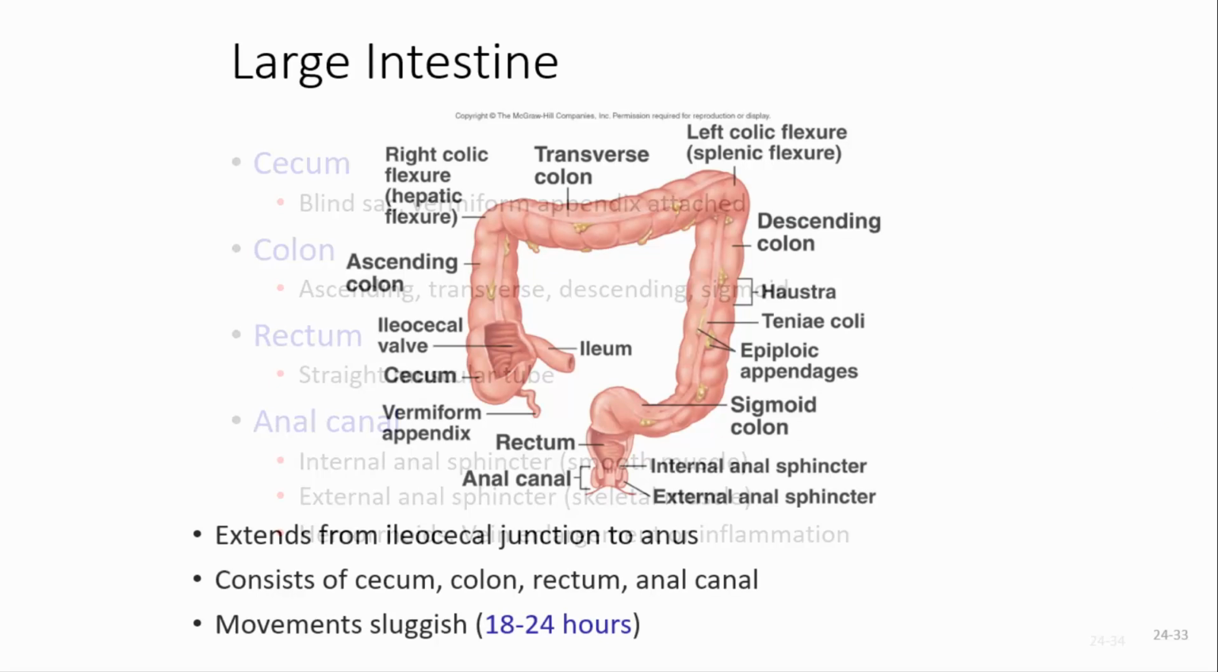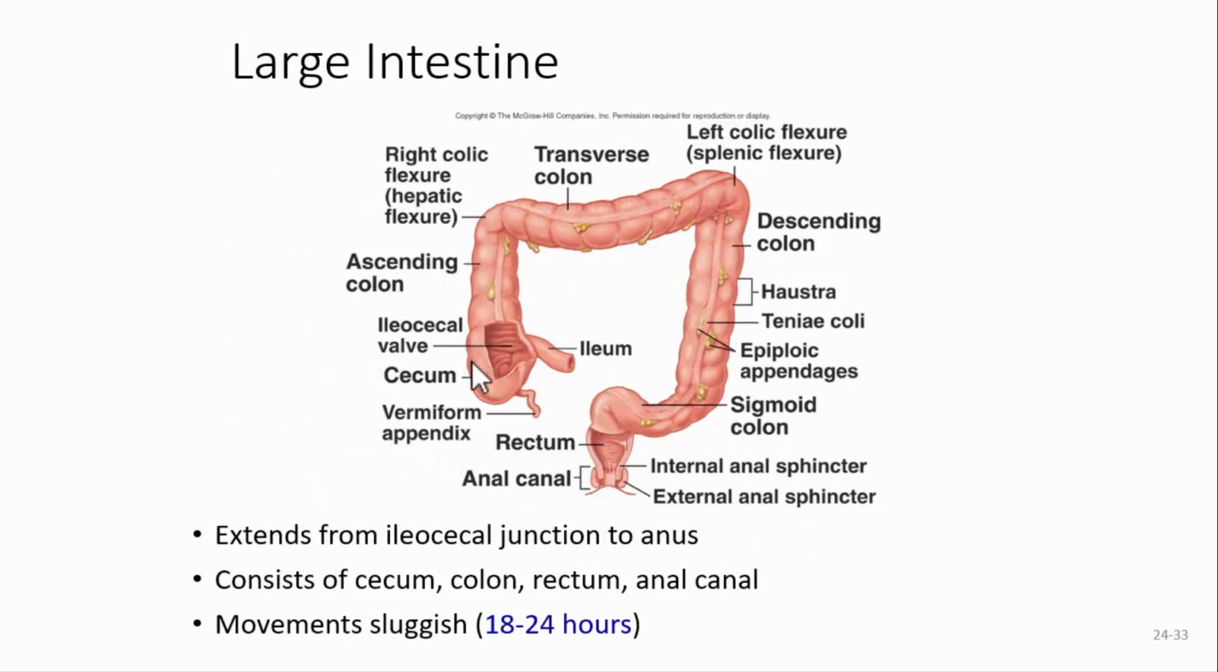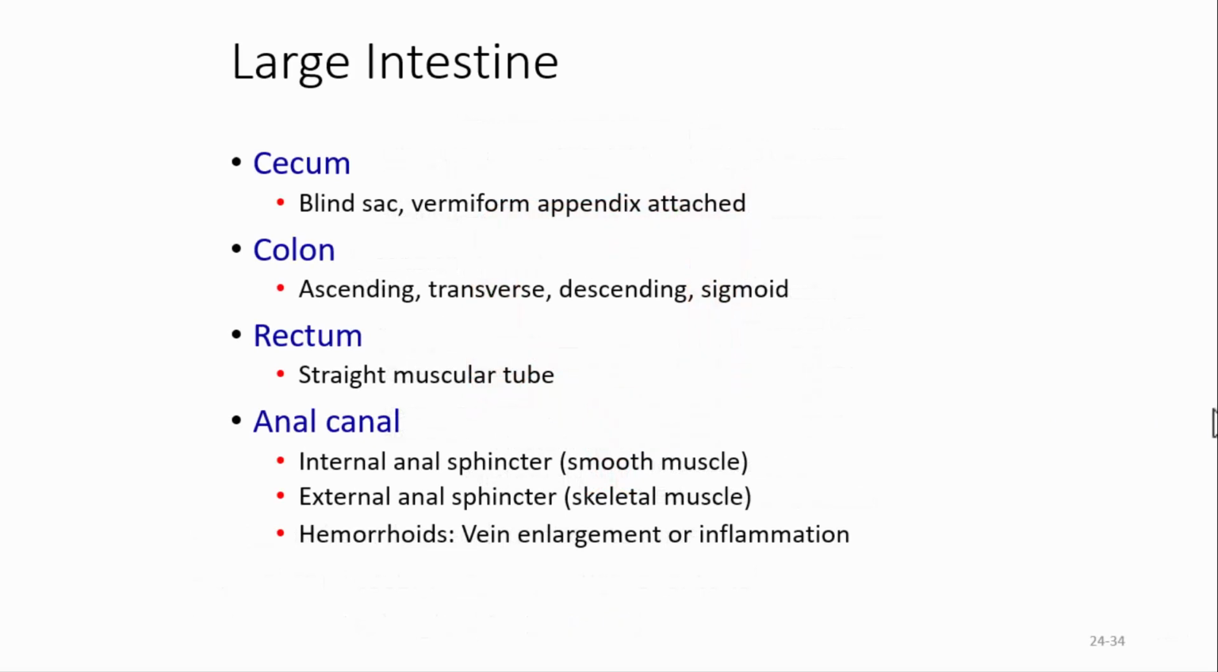So, and let me go back. One thing I forgot to mention, hanging off the cecum is the vermiform appendix. We usually just call it the appendix, but we have several appendices. But in this case, vermiform: vermis means worm, form means shaped. So this is the worm-shaped appendix. So again, the cecum is a blind sac, and the vermiform appendix is attached to it.